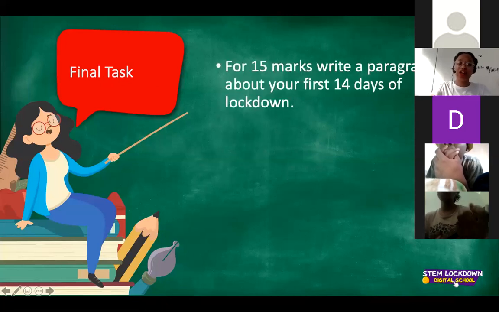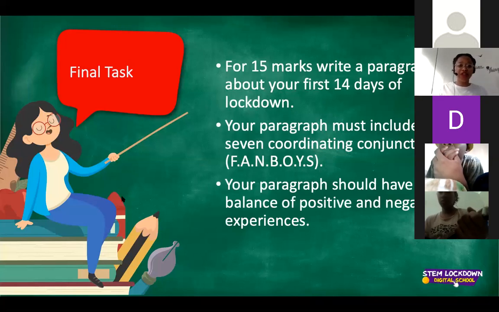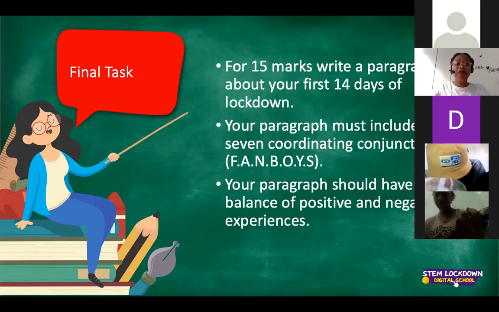So let's go back to our initial question. For 15 marks, write a paragraph about your first 14 days of lockdown. Your paragraph must include all 7 coordinating conjunctions. And your paragraph should have a balance of positive and negative experiences. So I'm going to ask that we do a word association. And already I noticed some said boring, some said jail. But remember, our topic is my first 14 days of lockdown. So we need word association.